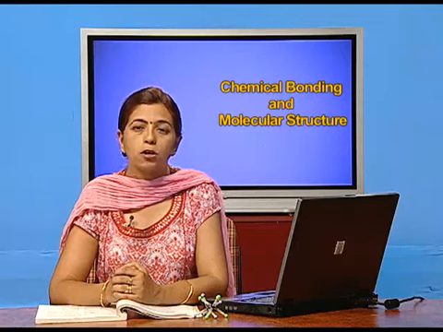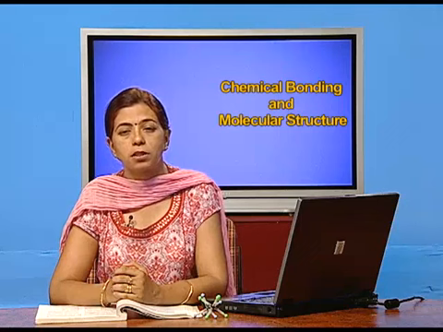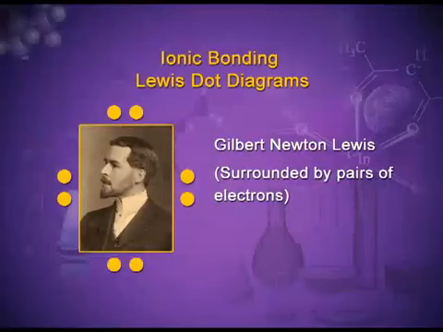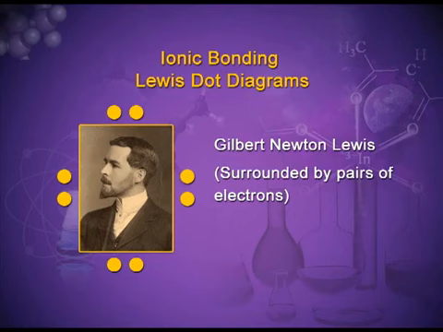So, while representing a chemical bond, that is an ionic or a covalent bond, Lewis gave the Lewis dot formula, or the Lewis symbols, in which he represented the valence electrons through dots, and that is why they are known as the Lewis dot structures or the Lewis dot symbols.